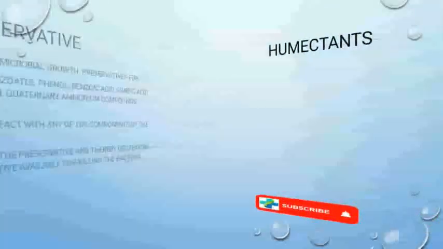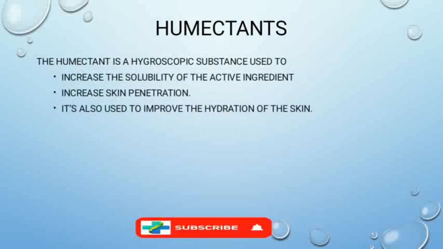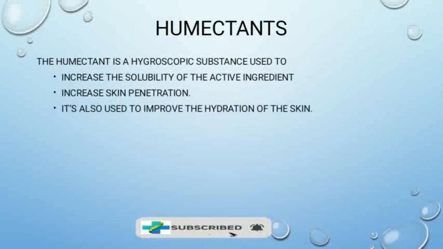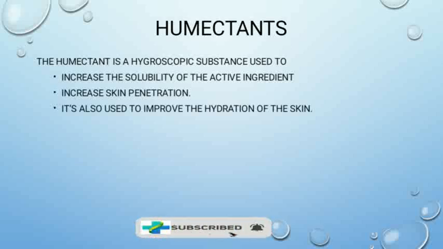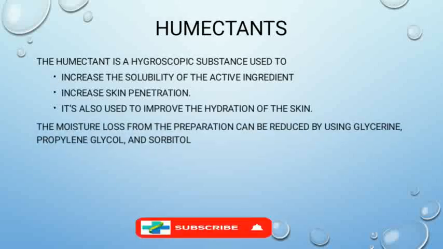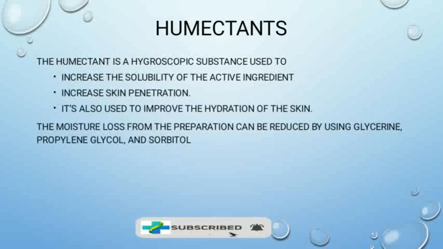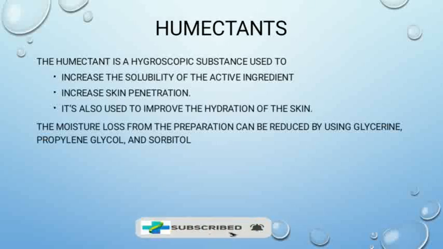Getting? Now, the next is humectants. So students, the humectant is a hygroscopic substance used to increase the solubility of the active ingredient, increase skin penetration, and it is also used to improve the hydration of the skin. The moisture loss from the preparation can be prevented by using the humectants such as glycerin, then propylene glycol and sorbitol. Getting?